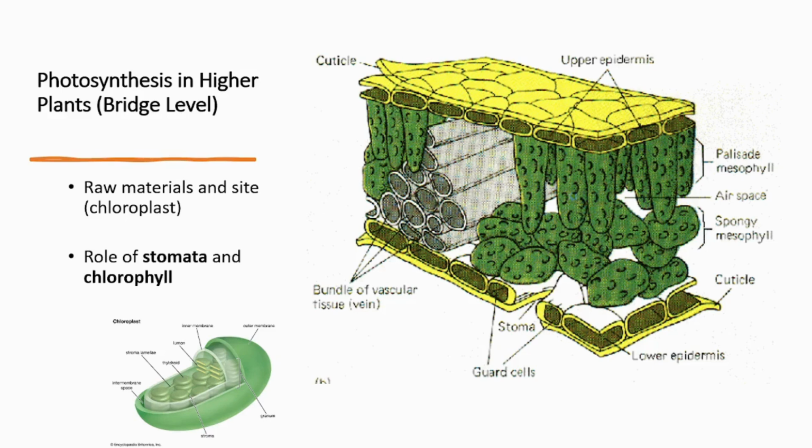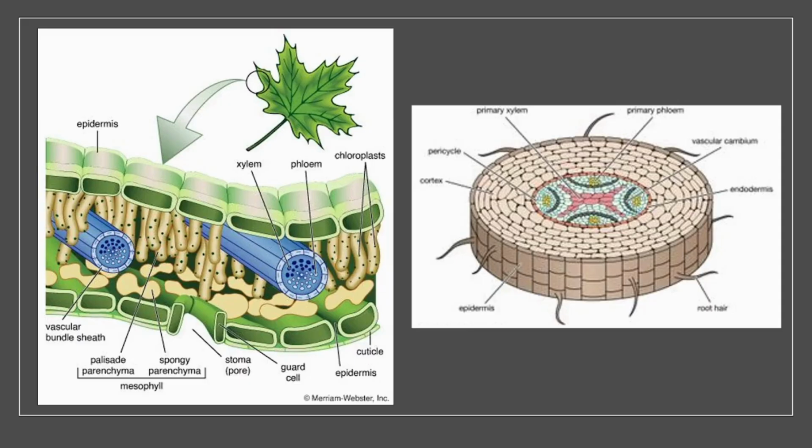Elaborately, we need to learn it. It is not a single step process. It's a huge elaborate process which we will learn later. Now food is prepared, okay? Glucose is prepared. Where does that glucose go? It has to go to every part of the plant. And how? Through a conducting tissue called phloem.